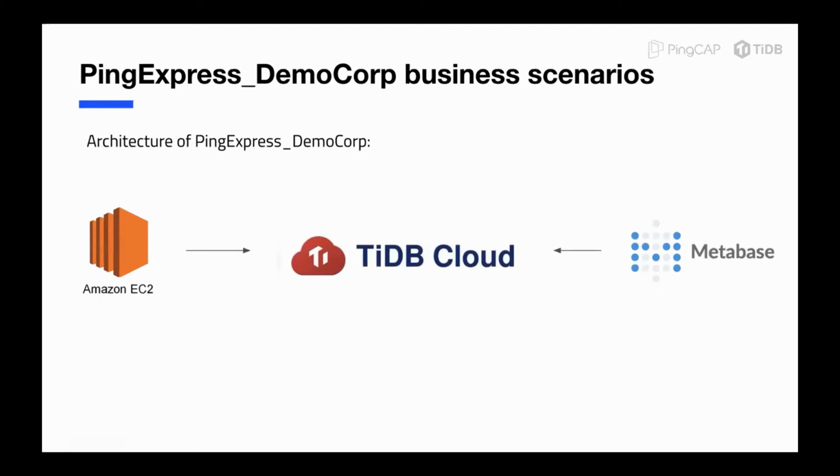Right, here is the architecture of PingExpress demo corp. We have TiDB Cloud in the middle. It enables both TiDB and TiFlash. And the OLTP client is deployed on Amazon EC2. We are mimicking 50 clients sending update requests, as well as inserts, to TiDB Cloud. And I also have a Metabase dashboard, which provides real-time reporting, on my own laptop.